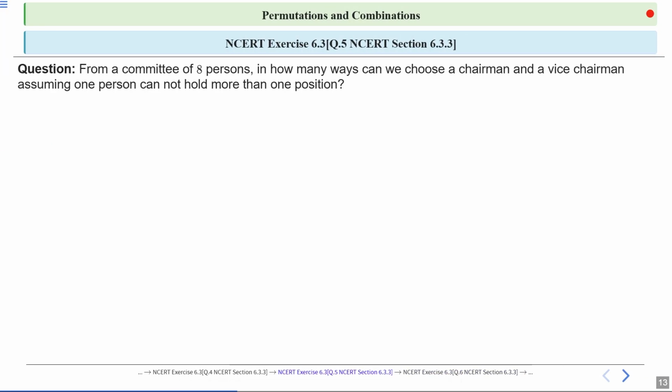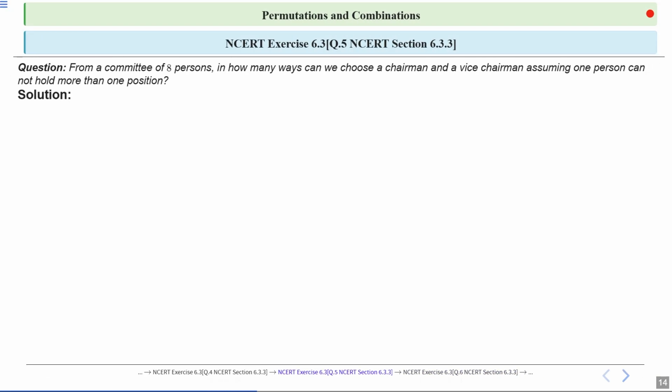Now look at question number 5. This question is: from a committee of 8 persons, in how many ways can we choose a chairman and a vice chairman, assuming one person cannot hold more than one position? Okay, so let's try to solve this question. So let's start the solution.